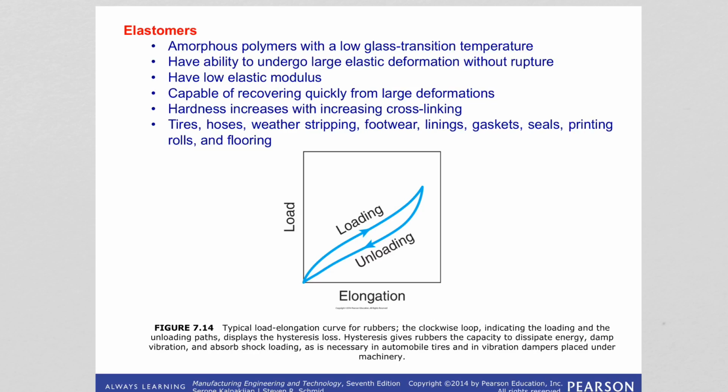And then they also, as I said, have cross-linking in the structure. But compared to thermosets, they have fewer amounts of cross-linking, which makes the structure more ductile, more flexible. Okay. And they can recover easily from large deformation. Always think about a rubber band. With increased amount of cross-linking, you can change their properties, their hardness. Tires, like rubbers, we use rubbers in tires, hoses, weather stripping, footwear, linings, gaskets, seals, printing rolls, and flooring, all uses elastomers, right?